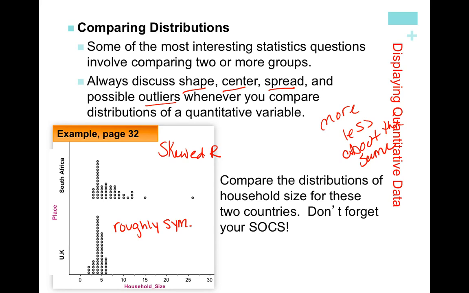In terms of any outliers, definitely not any outliers in the UK. There's not anything there that doesn't fit the general trend. In South Africa, I would say that this value here is definitely a potential outlier, and maybe even this one here. So we would say potential outliers, whereas here there's none.